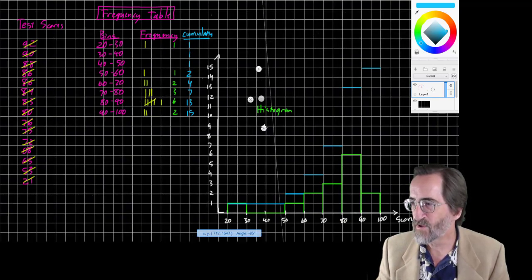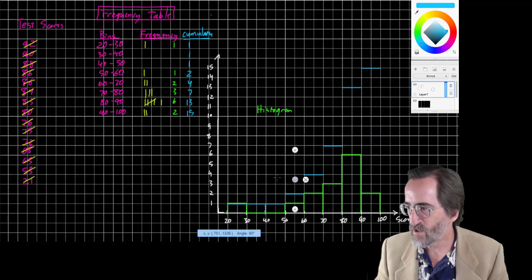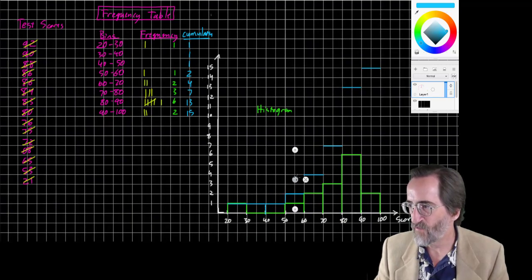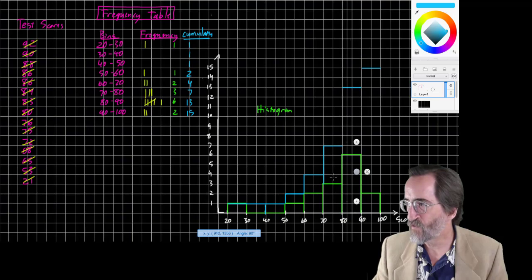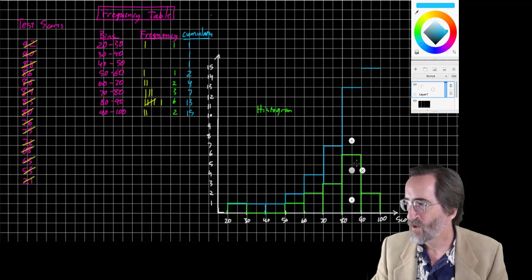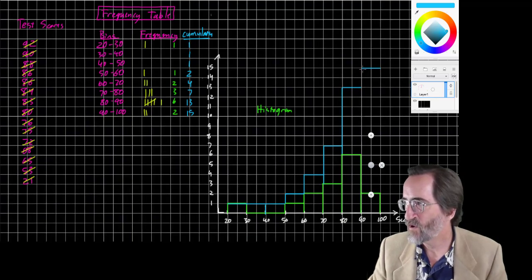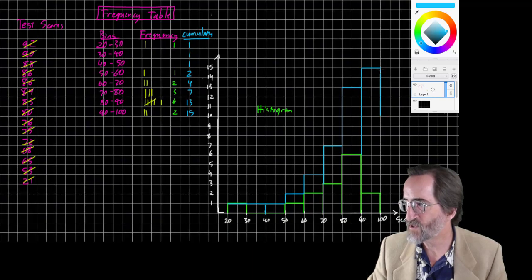And notice the shape is a little different. It's always going up. Always going up. Or staying level. It can't go down if the next bin is 0. Okay, cumulative frequency table and cumulative frequency histogram. Okay, and you need to be able to do both. In this case, I've graphed both on the same axes.